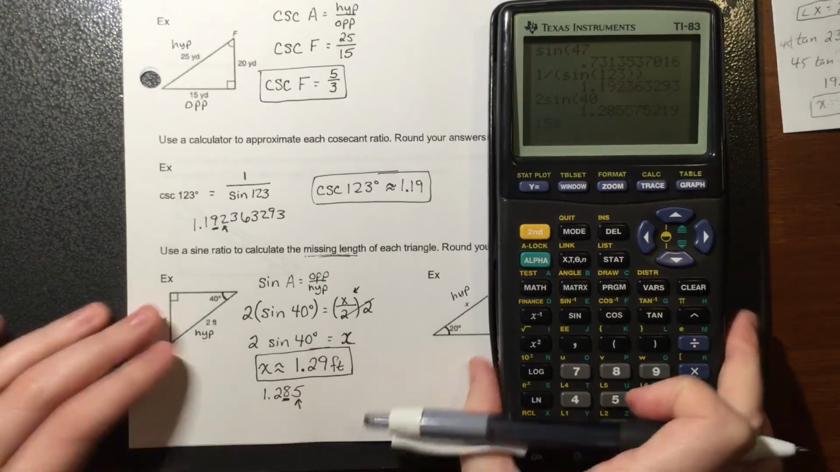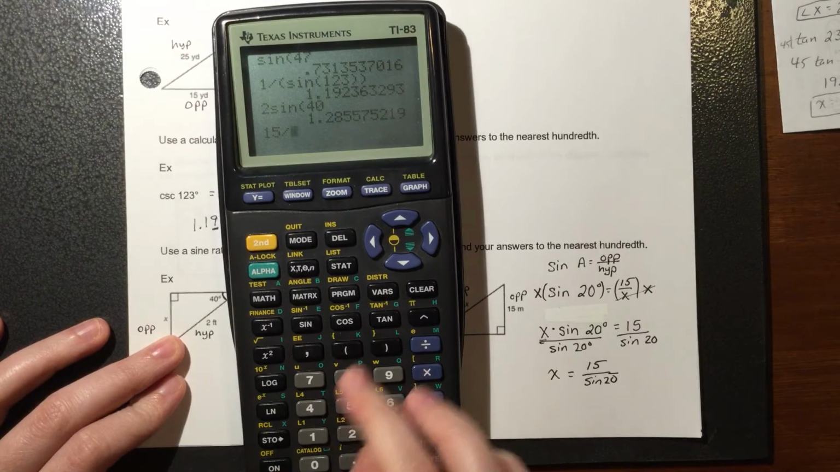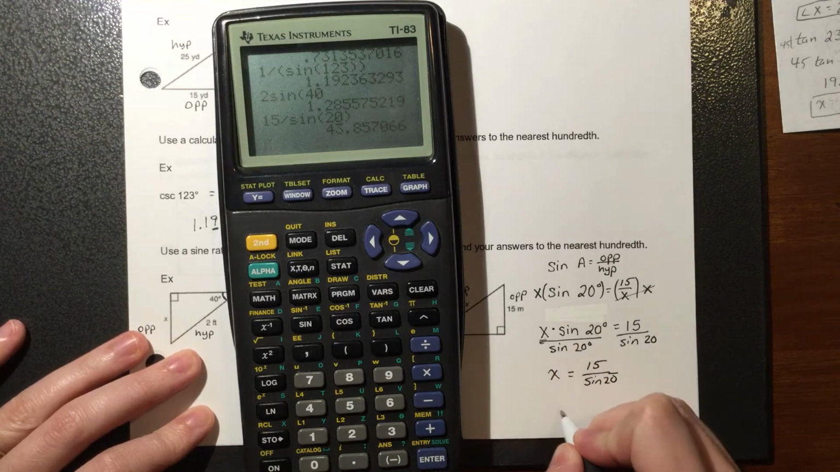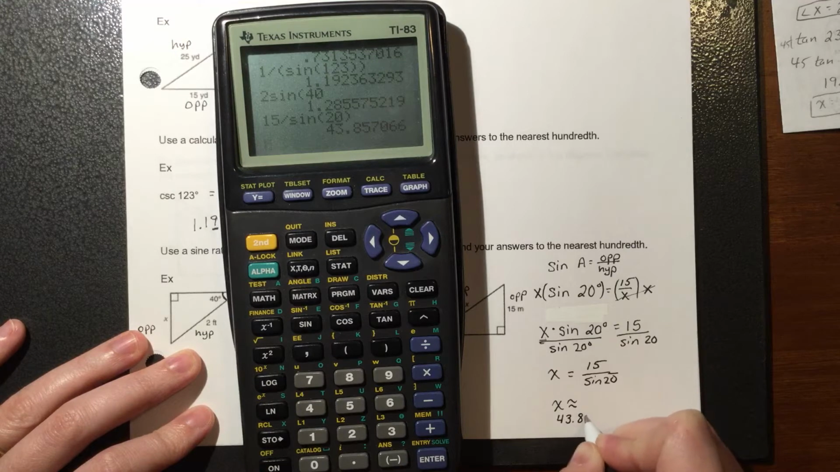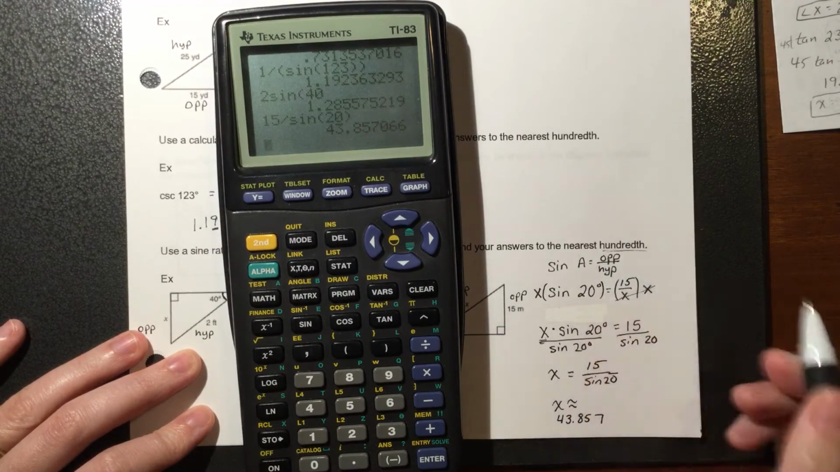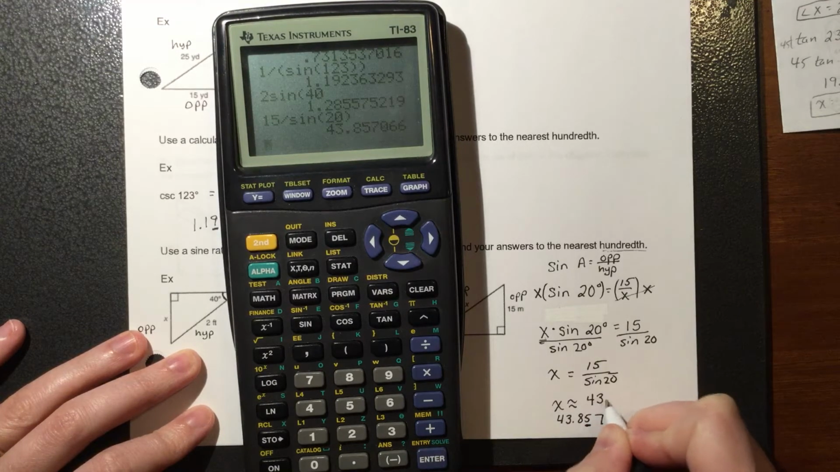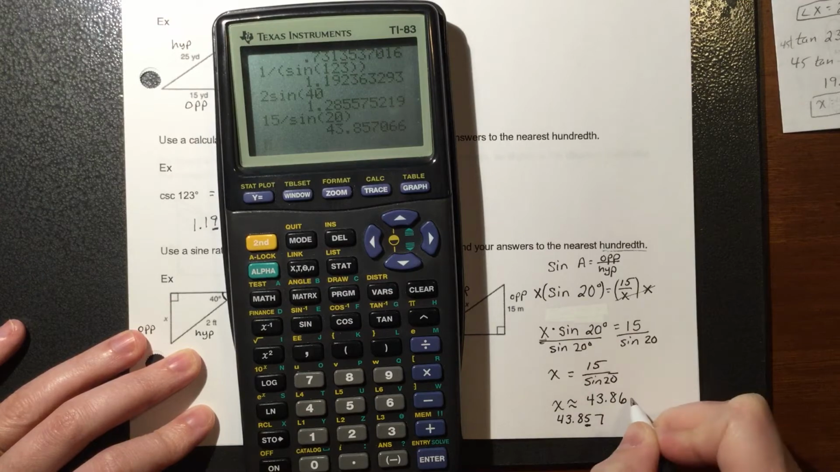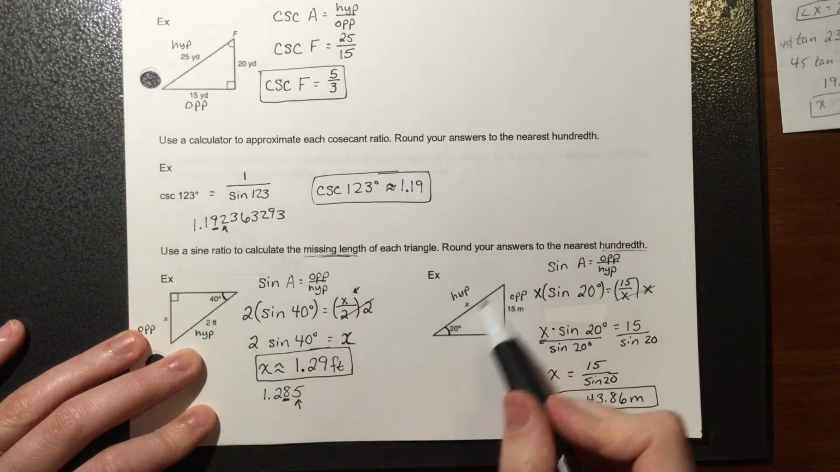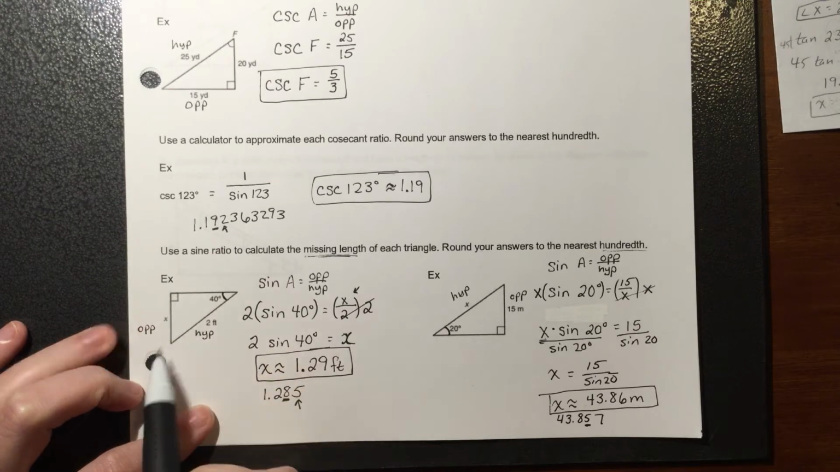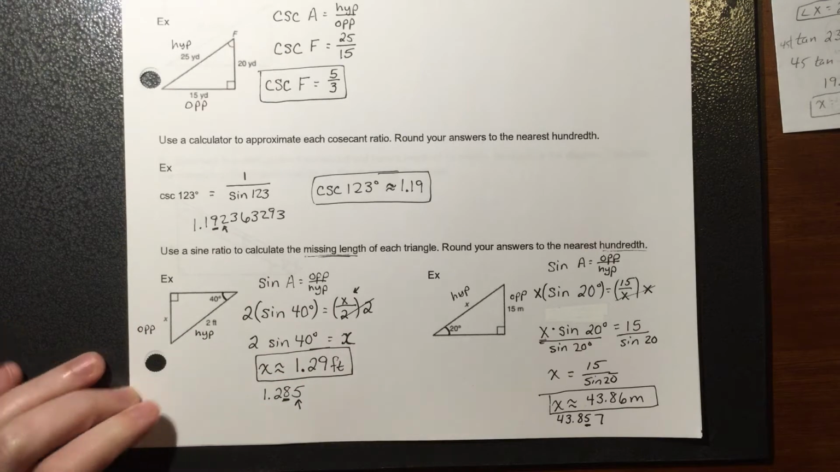So if we do that, we'll type in 15 over the sine of 20. So x is going to be approximately, and the calculator tells us 43.857, because it asks for the nearest hundredth. So there's our hundredth. The 7 is greater than 5, so we're going to have 43.86, and our units are meters. So the length of this side right here is approximately 43.86 meters, and the length of this side over there is approximately 1.29 feet.